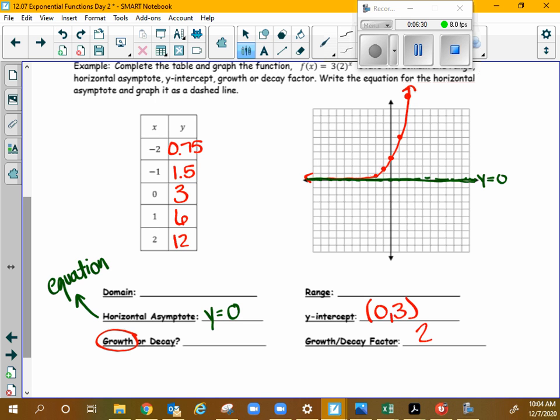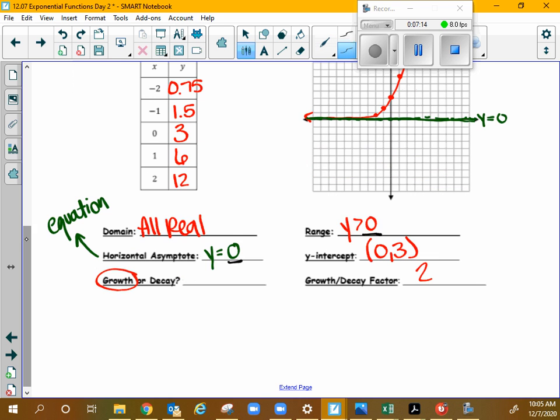No, because it's a horizontal line. Oh, okay. So what's my domain? All real. What's my range? Y is greater than 0. Good. When you are looking at your horizontal asymptote and your range, your values should match. Okay? So the value from your range and the value from your horizontal asymptote should match for your functions.